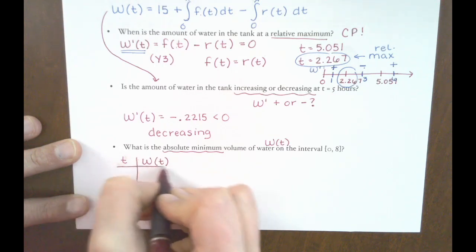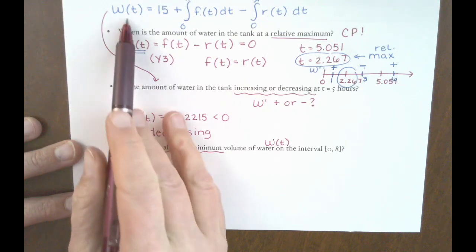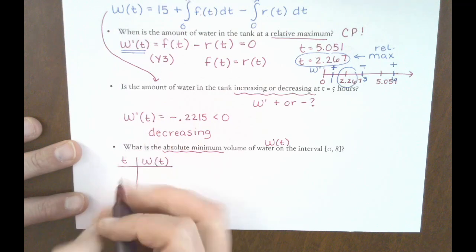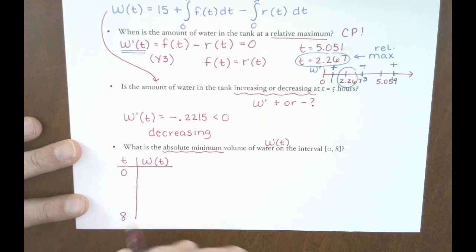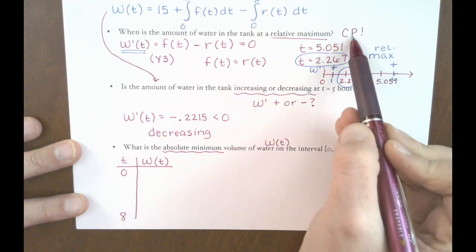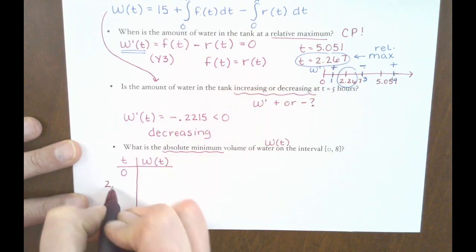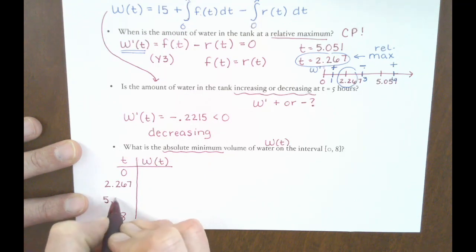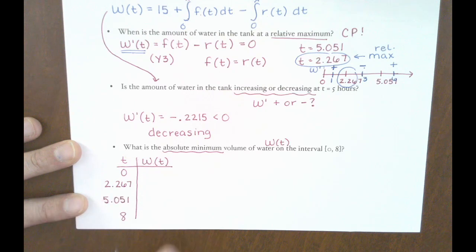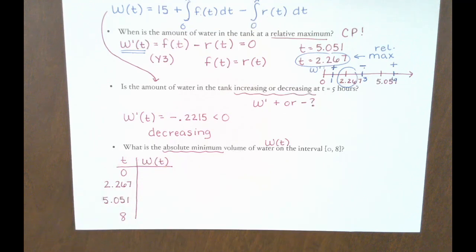Now notice this is W of t, not W prime. So I'm not looking at this function. I'm looking at this function up here, W of t. And I want to look at this at the endpoints of my interval at 0 and at 8, and then also at my critical points. My critical points I already found, so my critical points are at 2.267 and 5.051. And don't forget that the reason those are critical points is that's when this function, the amount of water, is changing direction somehow.